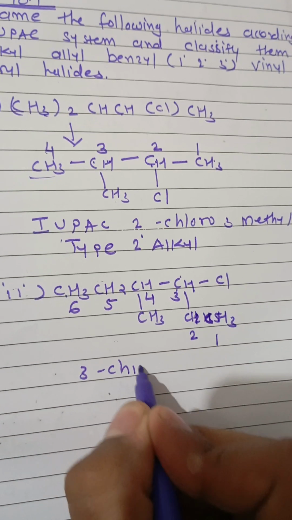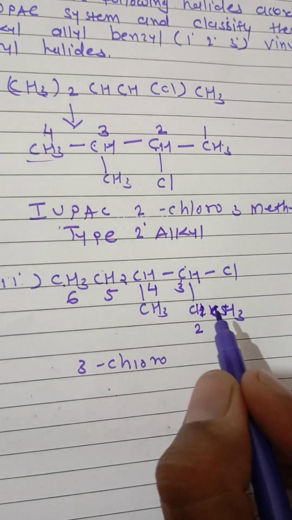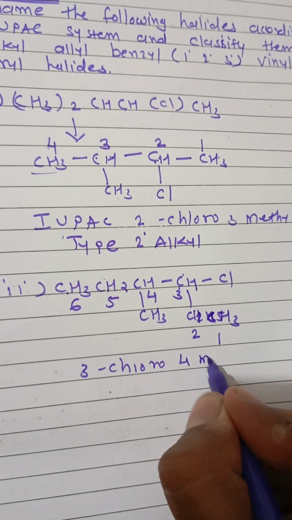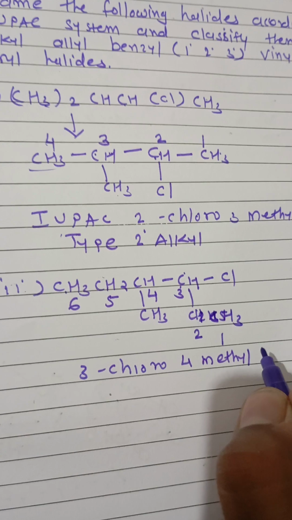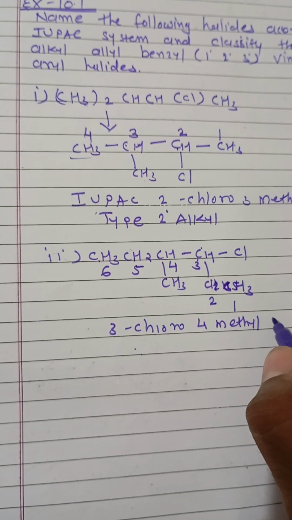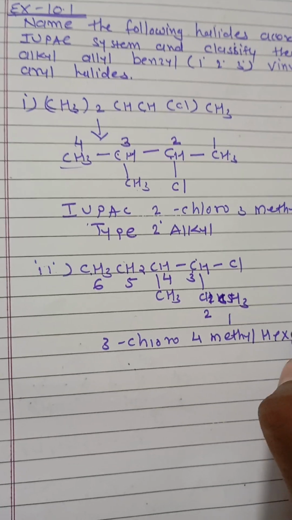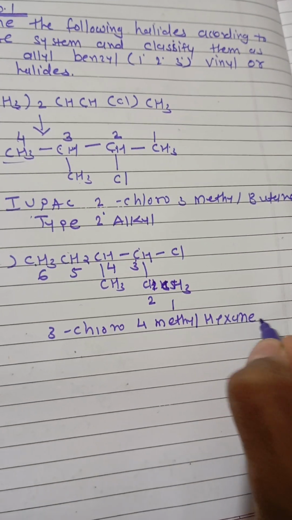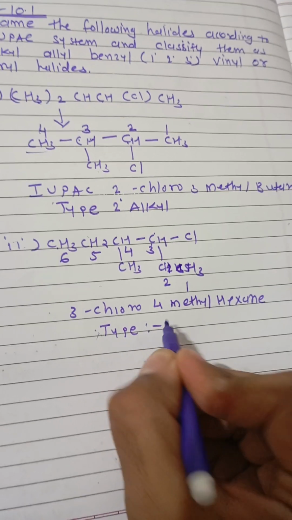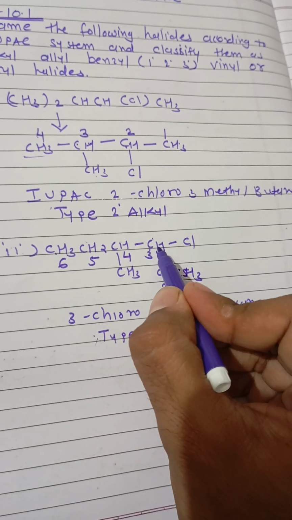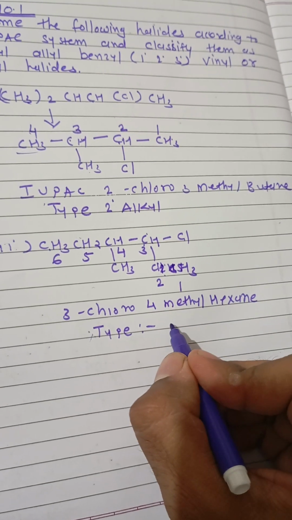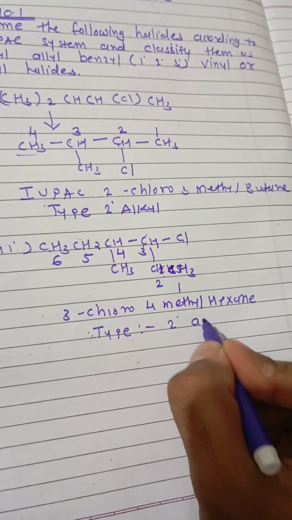So the name of this compound is 3-chloro-4-methyl. Total 6 carbons we have, hexane. So this is the IUPAC name of the compound. Now we mention the type of it. See here, the halogen-containing carbon is attached with two different carbons. On both sides one carbon is there. So it is a secondary alkyl group.